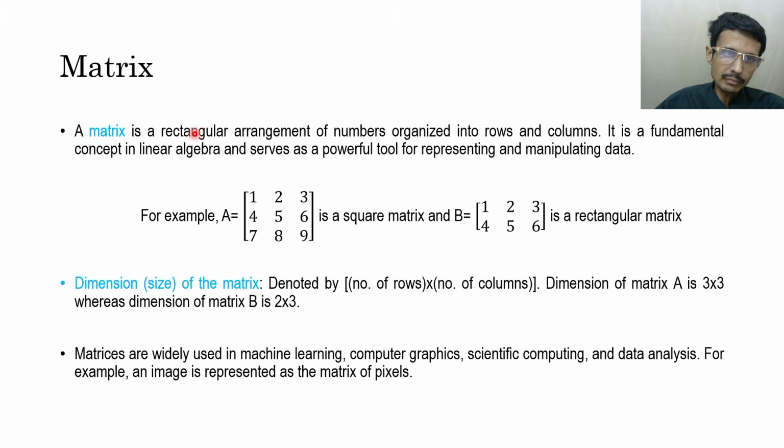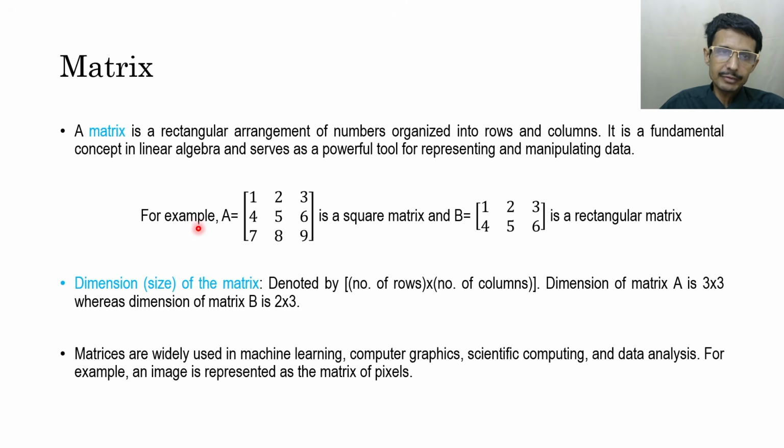So what do you mean by matrix? A matrix is a rectangular arrangement of numbers organized into rows and columns. For example, an image is basically a matrix of pixel values. It is a fundamental concept of linear algebra and serves as a powerful tool for representing and manipulating data. As I said, the matrix is basically an image, pixel values.